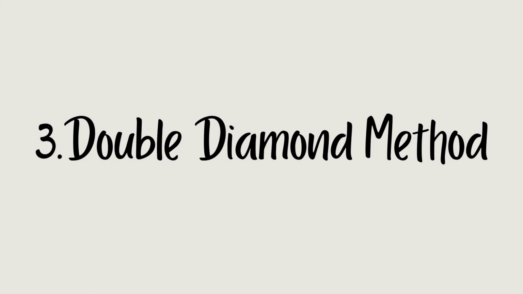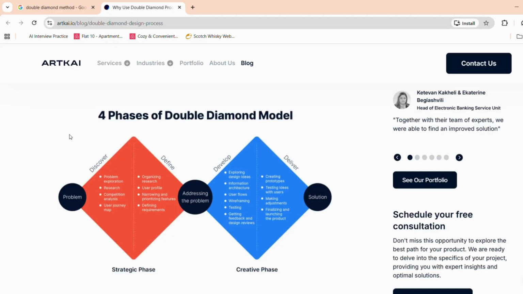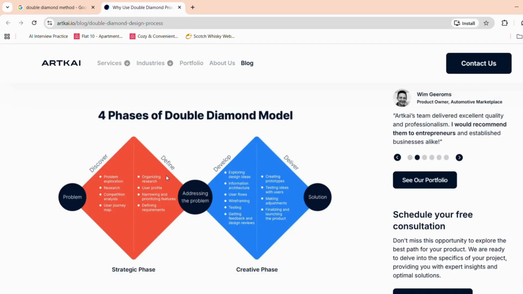So the third process is the double diamond method. This is the double diamond model of solving a design thinking process I'm talking about. Here in the double diamond method, again you have 5 stages. First, it goes with discover, define. You'll be defining the problem, and then you'll be developing the solution, and then you'll be delivering it.